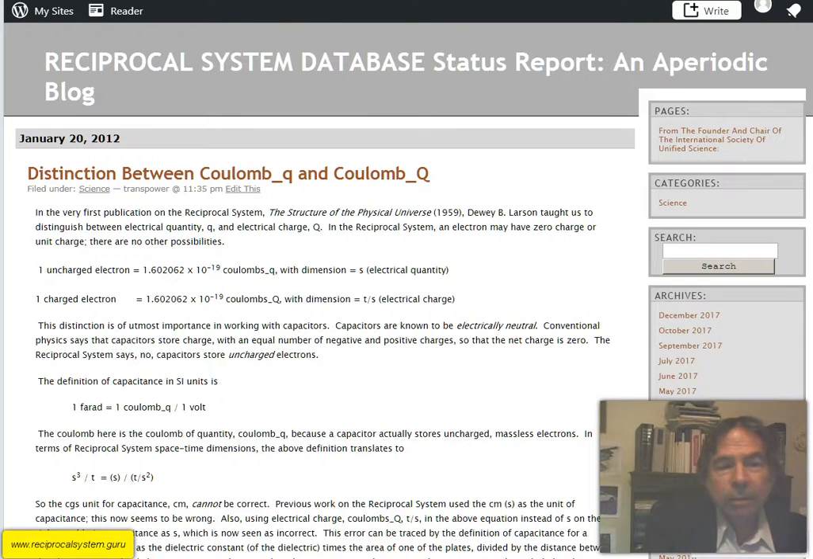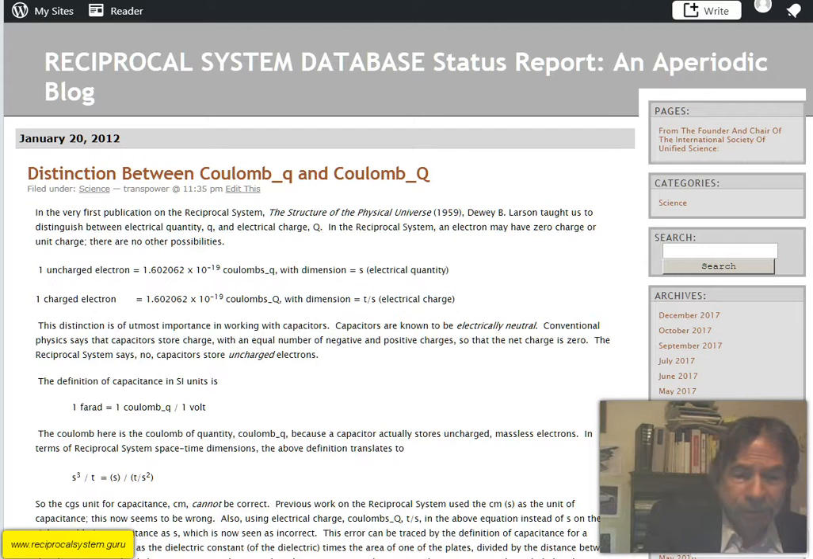This distinction is of utmost importance in working with capacitors. Capacitors are known to be electrically neutral. Conventional physics, your college professors, say that capacitors store charge with an equal number of negative and positive charges so that the net charge is zero. Whereas in the reciprocal system, capacitors store uncharged electrons. The definition of capacitance in SI units is 1 farad equals 1 coulomb small q divided by 1 volt. The coulomb here is the coulomb of quantity, coulomb small q, because a capacitor actually stores uncharged massless electrons.